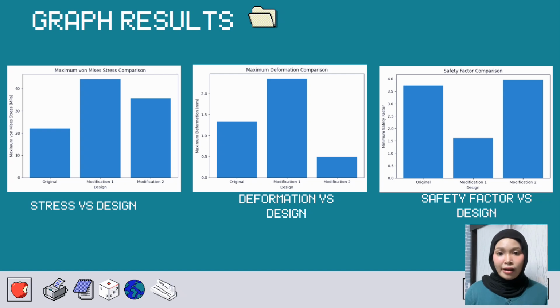For the third graph, we show safety factor versus design. Modification 2 achieves the highest safety factor, almost 4.0, followed by the original design, while modification 1 has the lowest safety factor. From this graph, it is clearly shown that modification 2 is the safest and most structurally reliable design.